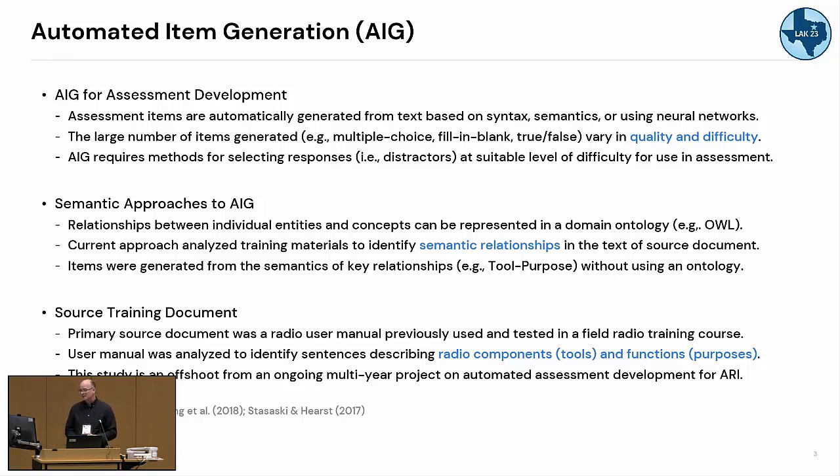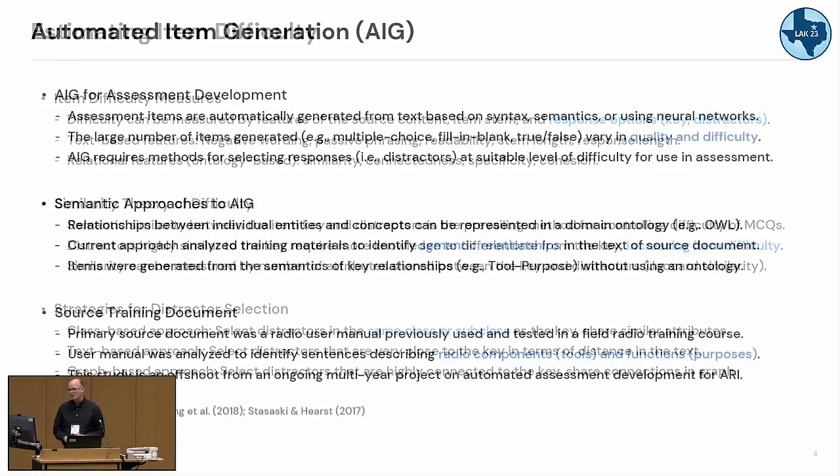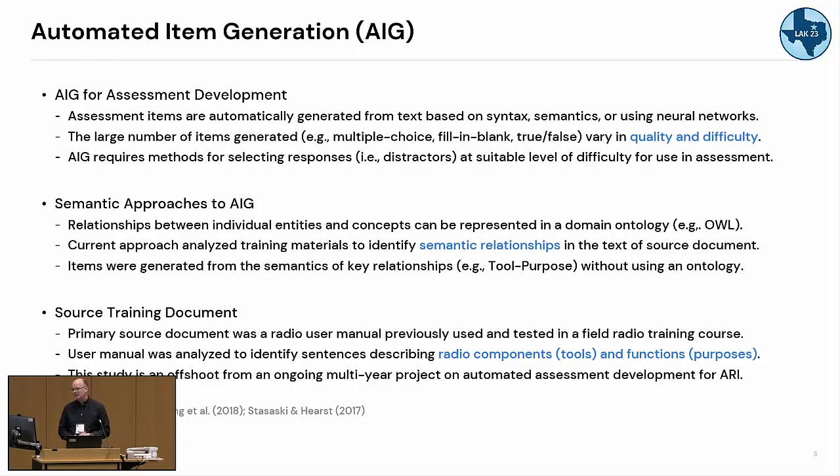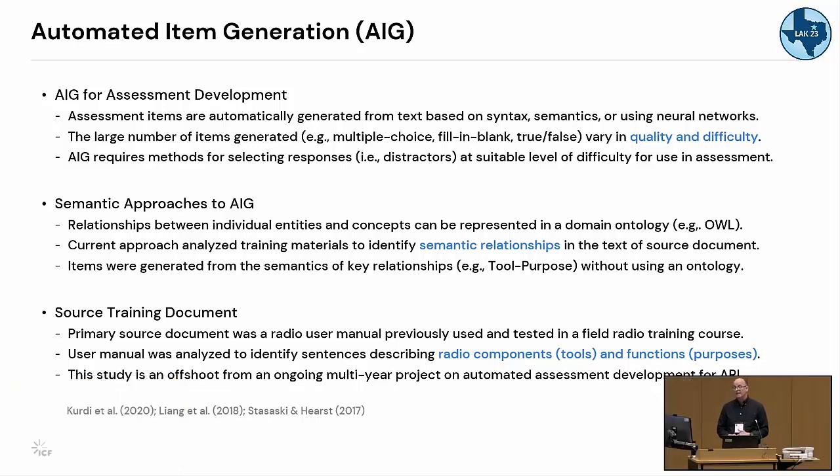So in terms of the semantic approaches to AIG, past research has represented the relationships in terms of domain ontology. So let's say high stakes medical exam testing. In cases where an existing ontology is available, that kind of solves part of the problem. It is more manageable, and you can trace the relationships between the item keys and the distractors.